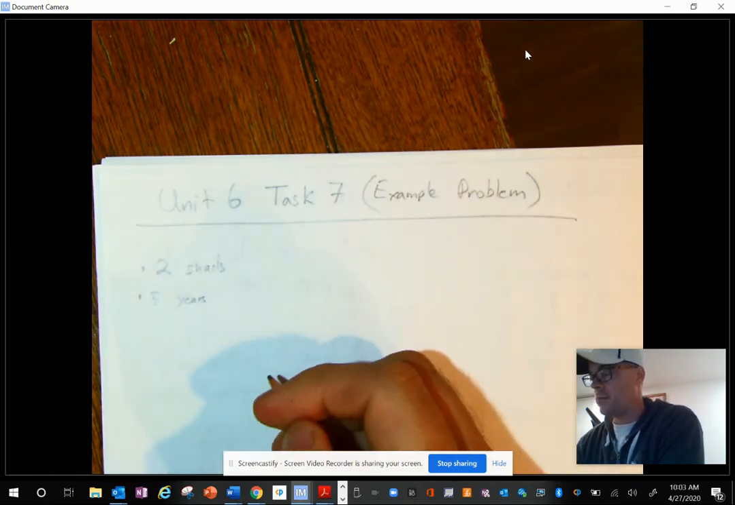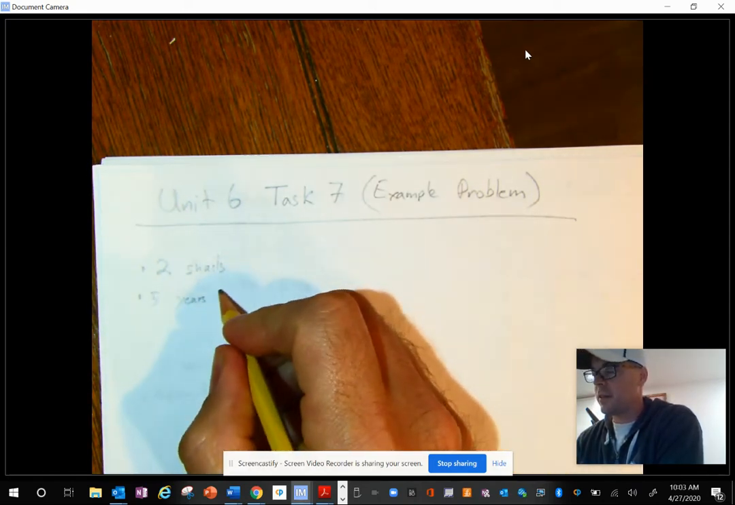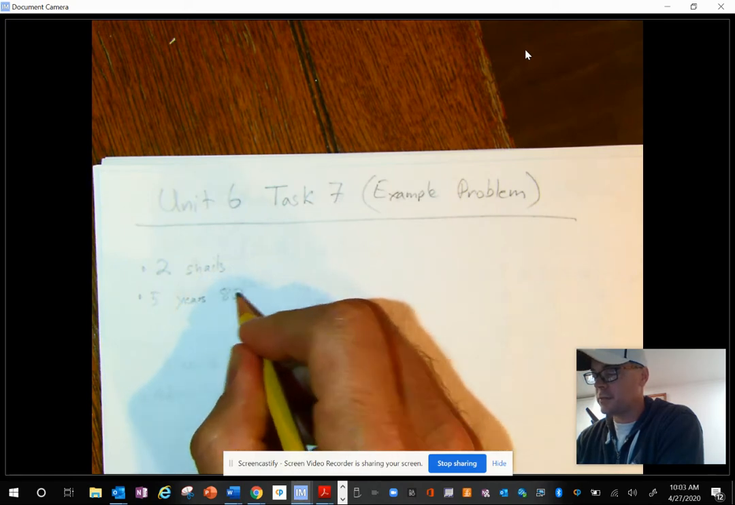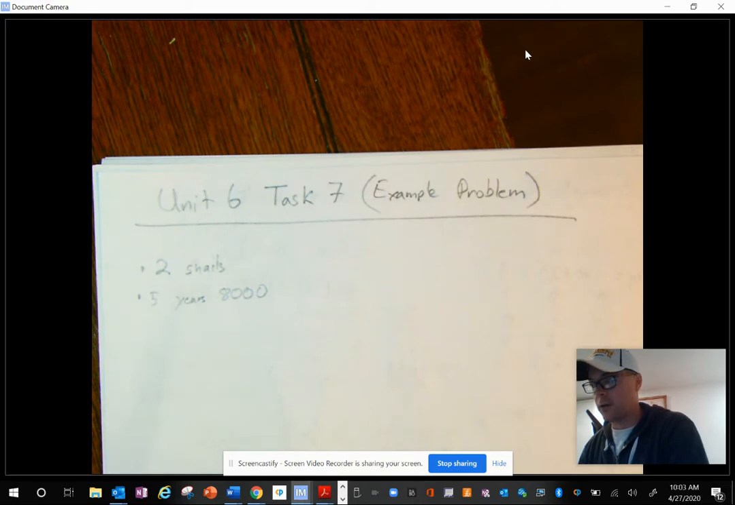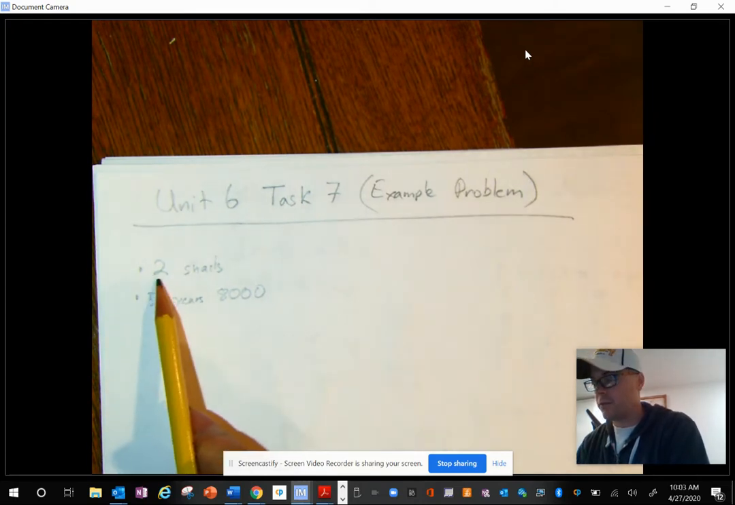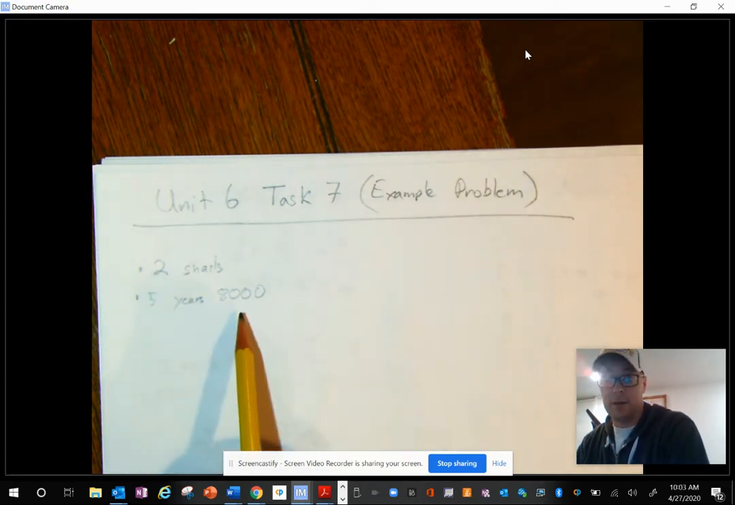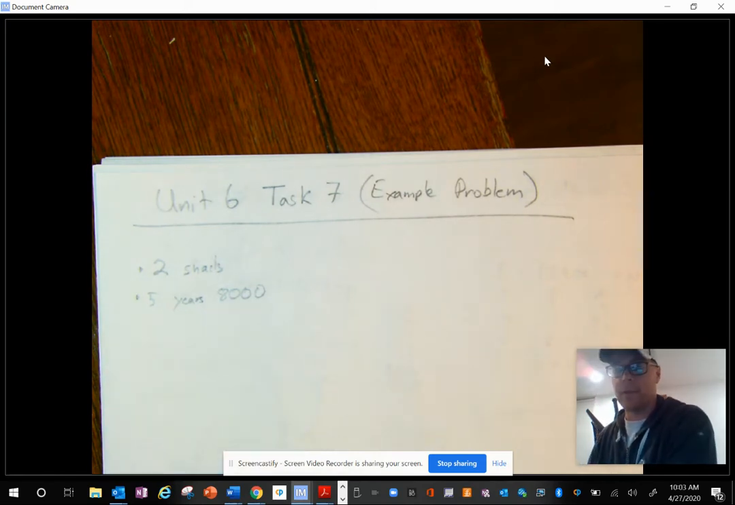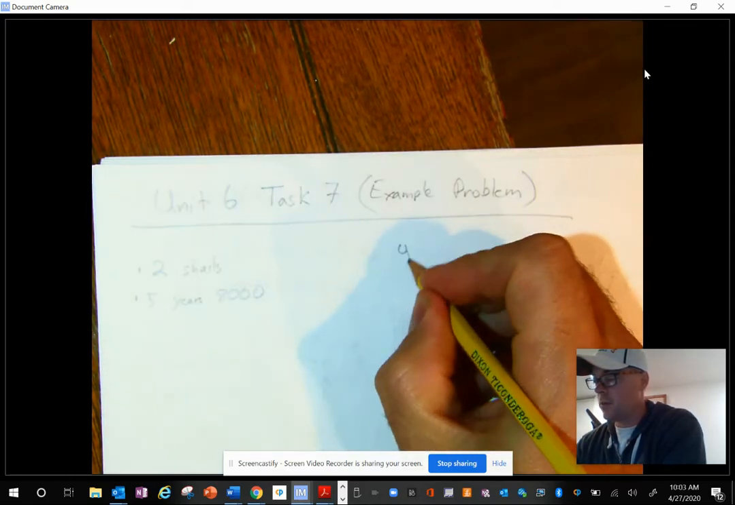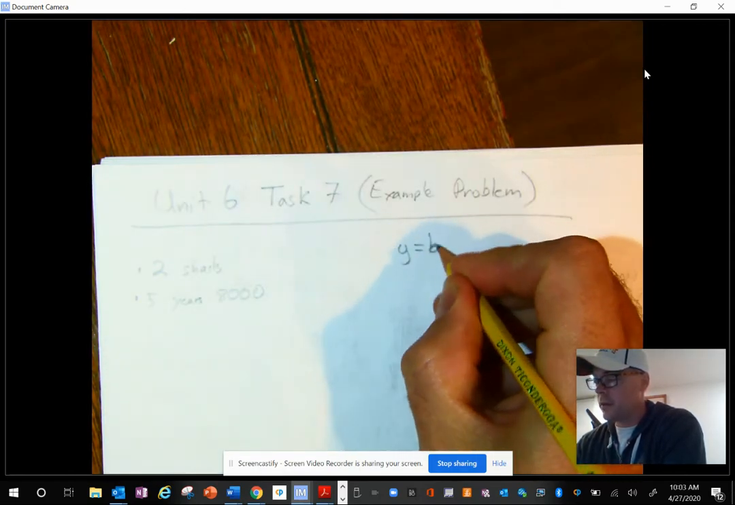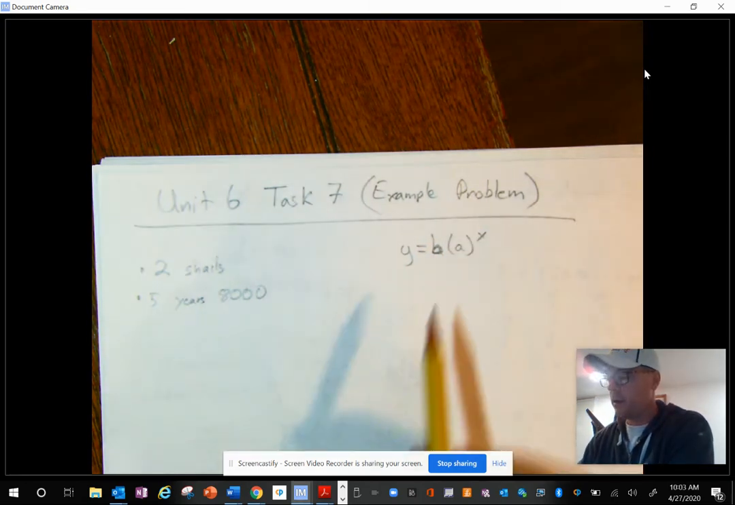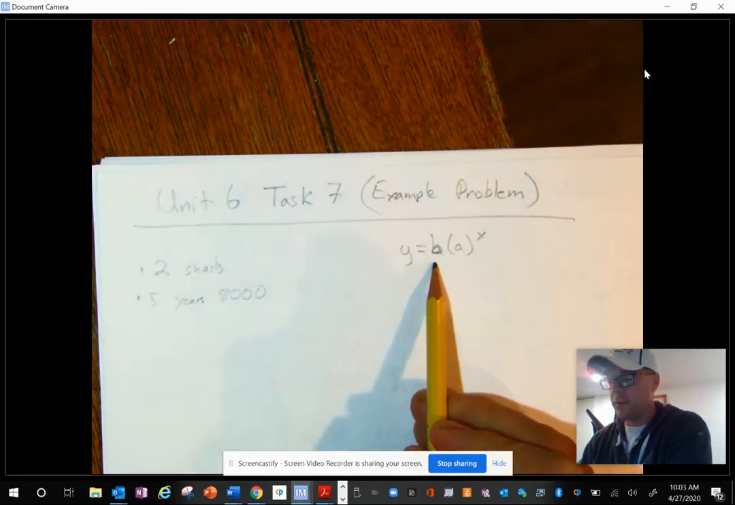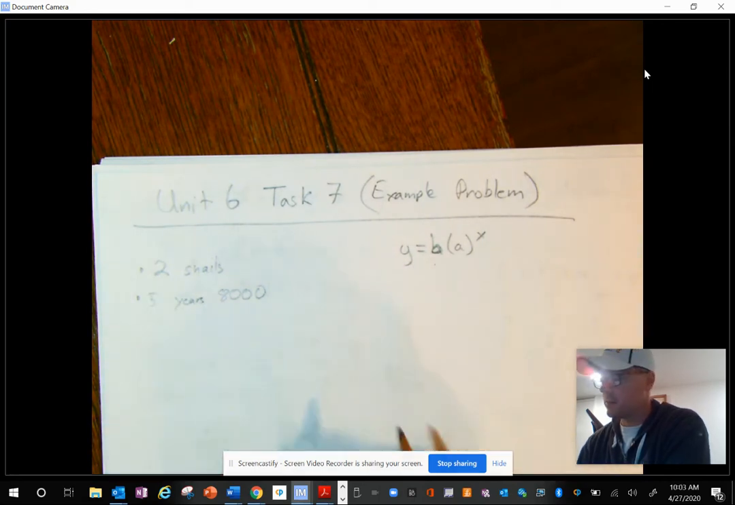And after 5 years, there are, let's say, 8,000 snails. So the population has clearly exploded. We released two, and from these two snails, they made 8,000 snails in 5 years. So we need to figure out how to model this using that exponential function, y equals b times a to the x power. We know this number, b, is the starting value, so that's 2.